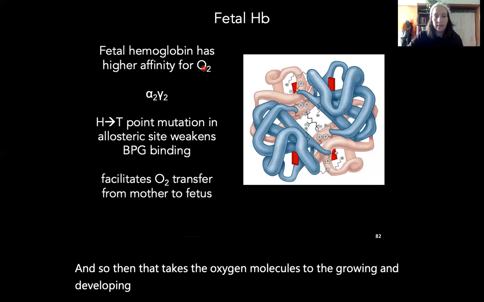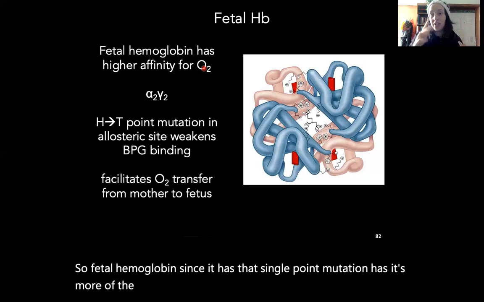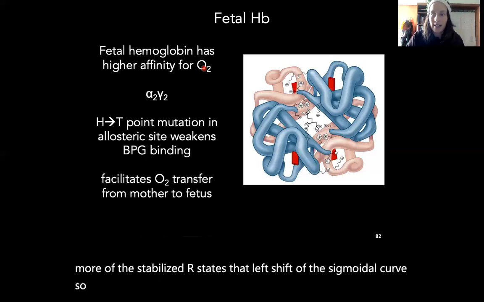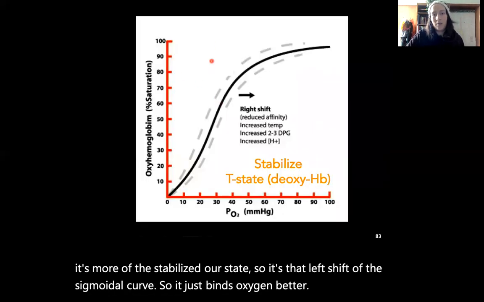Okay. So fetal hemoglobin, since it has that single point mutation, is more in the stabilized R state. So it's that left shift of the sigmoidal curve. It just binds oxygen better. Okay, so those are all the reasons why you can get a left shift.